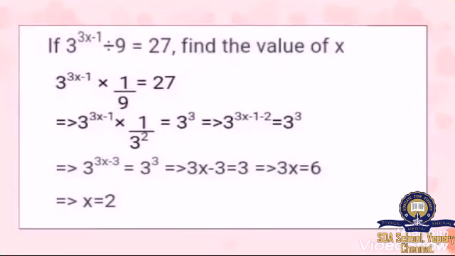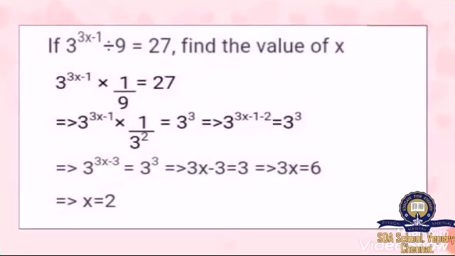Let me see another example. In this example, they have given that 3 to the power (3x minus 1) divided by 9 is equal to 27. Find the value of x. According to this condition, we are going to find the x which is in the power. To solve this equation, let's convert the division into multiplication.